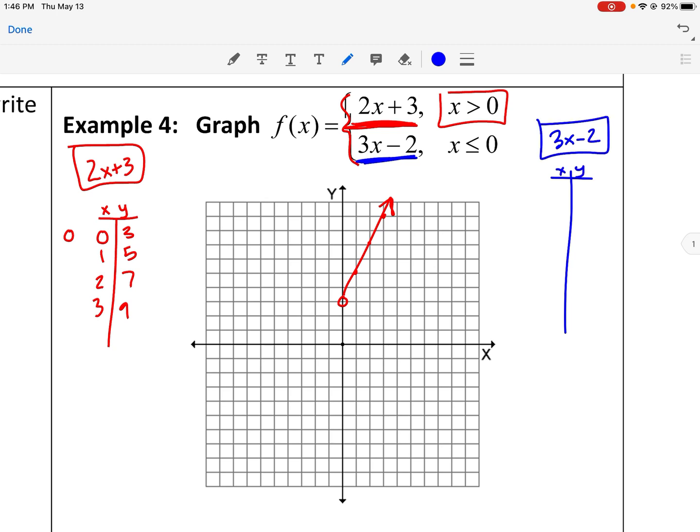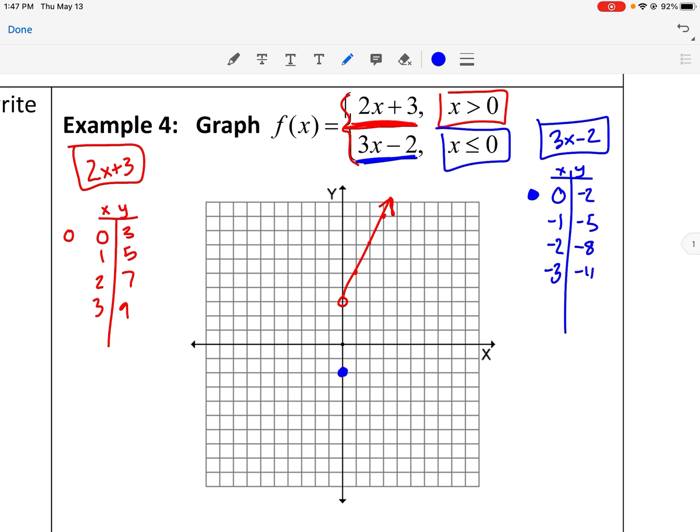And then the other piece of this function, which is this one, another XY chart. And this time I'm only plugging in numbers that are less than or equal to 0. So equal to meaning we're going to have a filled in circle for this one. Okay, less than, so we need to go less than 0. So plug in a 0, 3 times 0 minus 2, 3 times negative 1 minus 2, 3 times negative 2 minus 2, 3 times negative 3 minus 2.